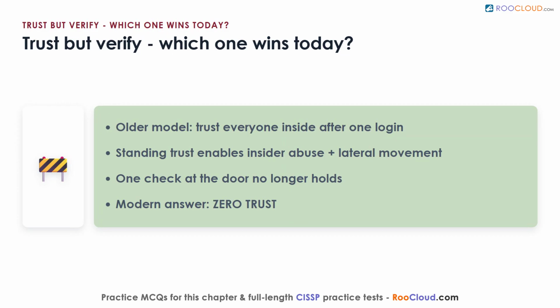The problem is obvious. That standing trust is exactly what lets insiders abuse access and lets intruders move laterally once they are in. Given how fast threats evolve, a single check at the door no longer holds. So when the exam asks, zero trust or trust but verify, the modern answer is zero trust. Continuous verification beats a one-time handshake.